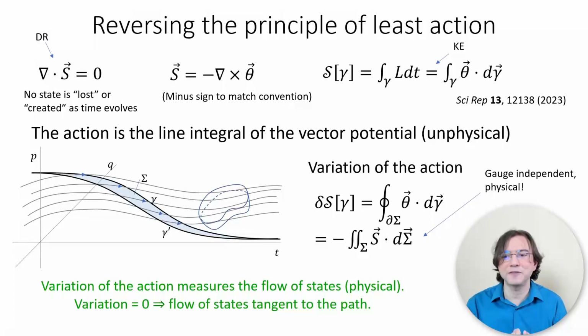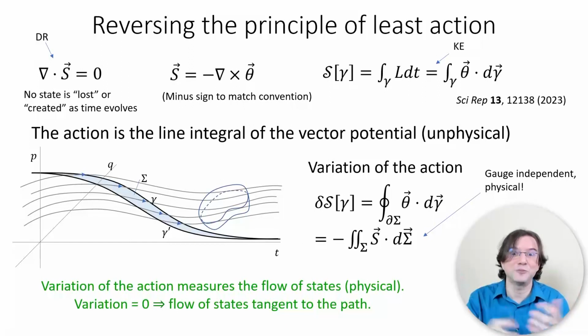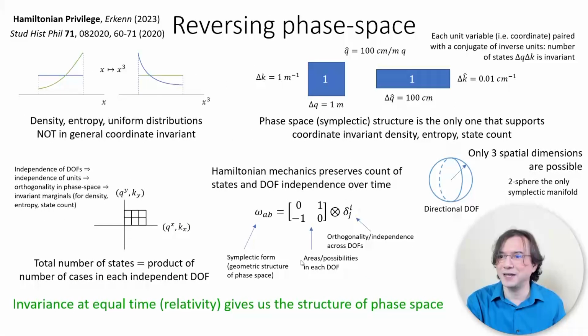Requiring the variation of the action to be zero basically means requiring that this strip is always parallel, tangent to the flow, and therefore that the original path has to be an evolution for the system. So this is basically the idea, and again the point is that we have a good understanding of this.